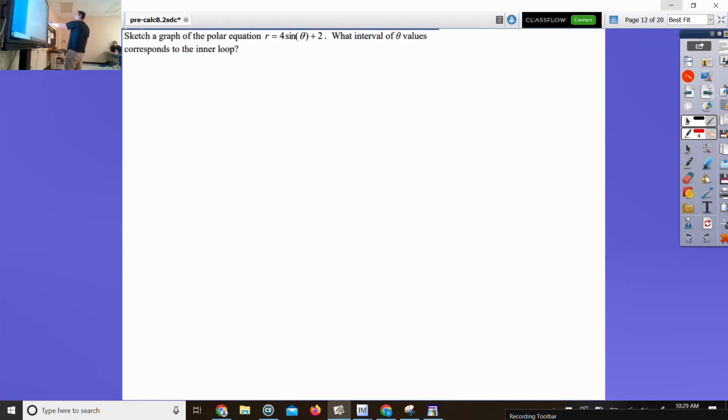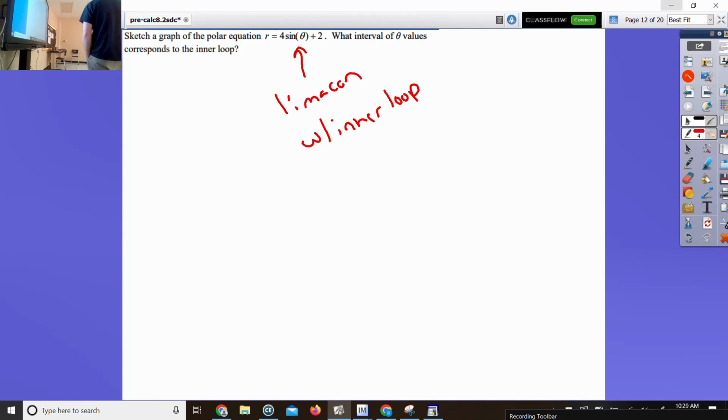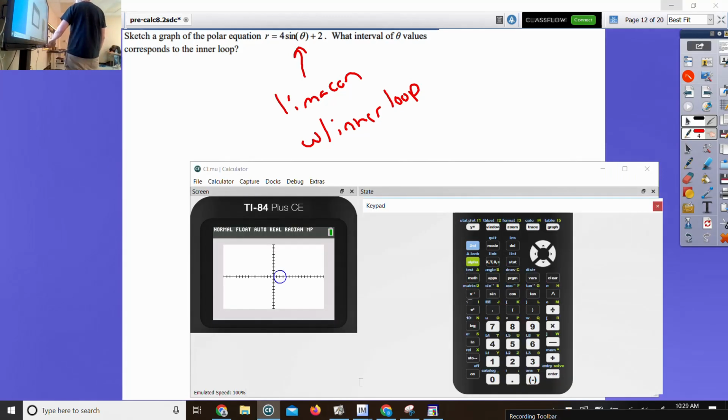The next one's kind of cool. This is called a limacon with an inner loop. That's what she's called. She's a limacon with an inner loop. Yeah, they make pretty things, don't they? That's 4 sine of theta plus 2. And again, go zoom 5 for the square.